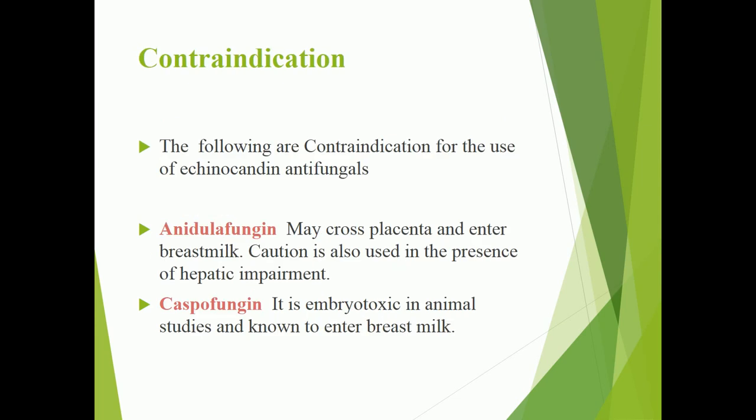This group of drugs has contraindications. For example, anidulafungin may cross the placenta and enter the breast milk, so it should be used with caution, which also applies in the presence of hepatic impairment. Another one is caspofungin, which is embryotoxic in animal studies and is known to enter the breast milk.